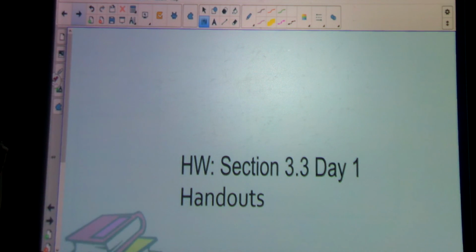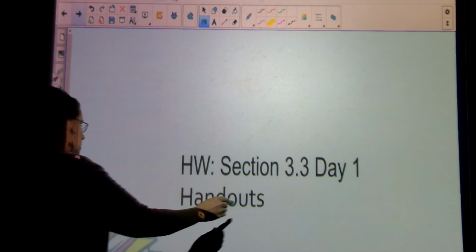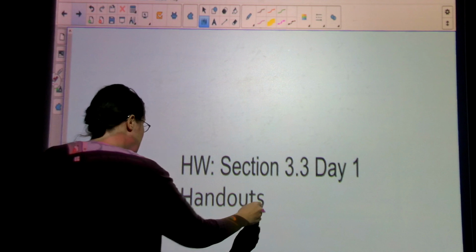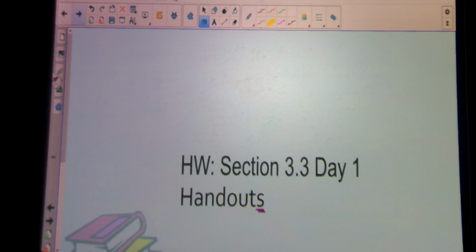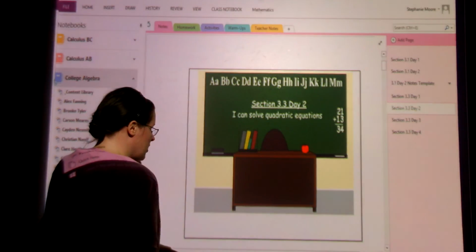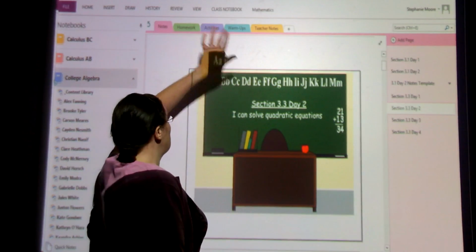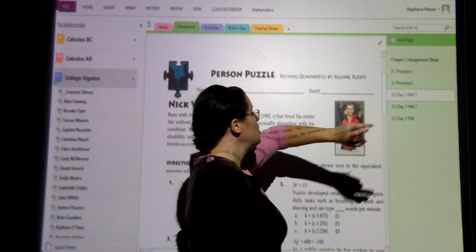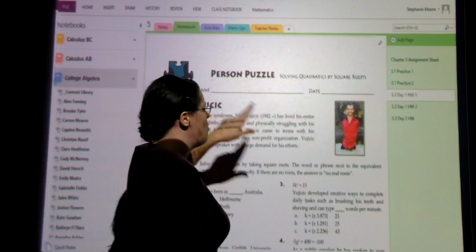Okay, so homework tonight are handouts. There are two of them. I put them as two different assignments in eBackpack so as to not confuse you, and it would be easier for me to grade and for you to submit. So you do have two little assignments in there. It's only one homework assignment. So in your homework tab, you will find 3.3 Day 1 Homework 1.